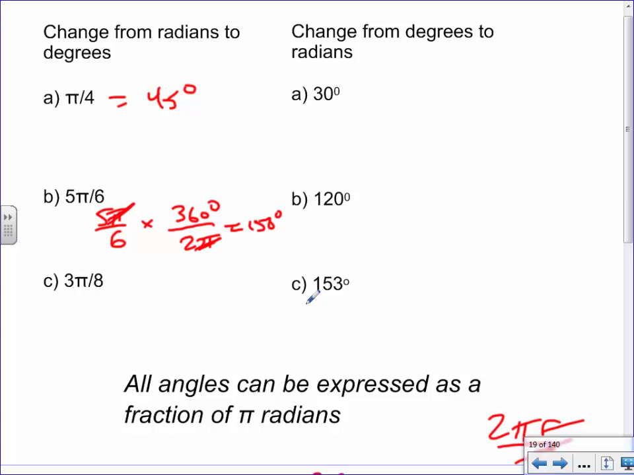Using that same logic, I'm not going to draw this next one. I'll just do the same thing here. If I gave you 3 pi over 8, and I wanted you to tell me what that is in degrees, times by 360 degrees, divide by 2 pi, pi will cancel, and you'll be left with 3 times 360 divided by 8 divided by 2. Gives me 67.5 degrees.